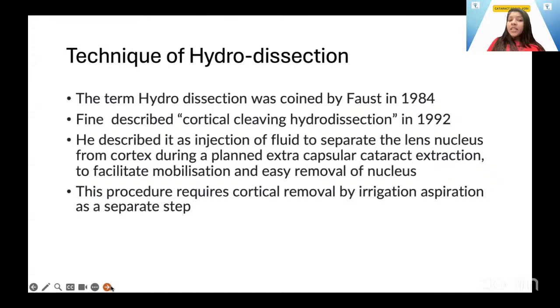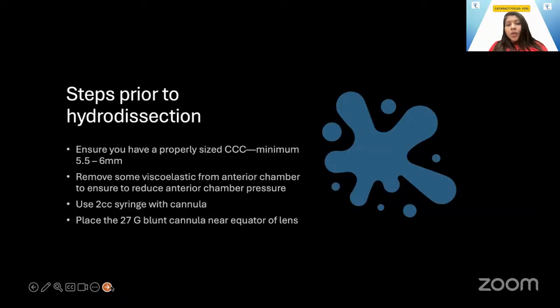He described it as injecting fluid to separate the lens nucleus from the cortex, which helps in facilitating mobilization and an easy removal of the nucleus. This procedure requires cortical removal by irrigation aspiration as a separate step. So before you do a hydrodissection, what should be there in your mind?